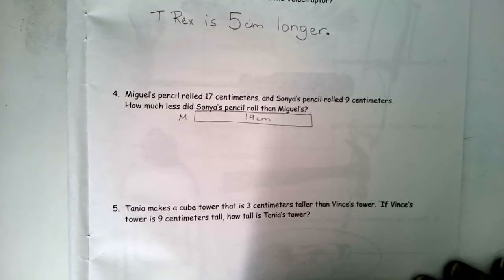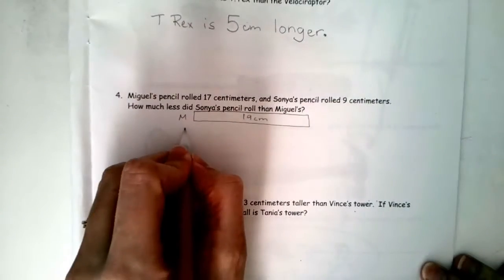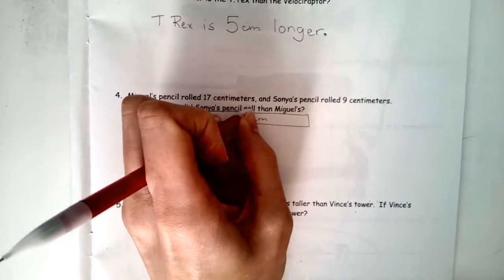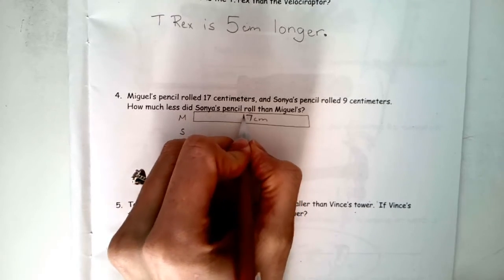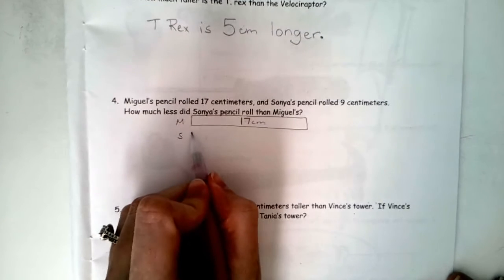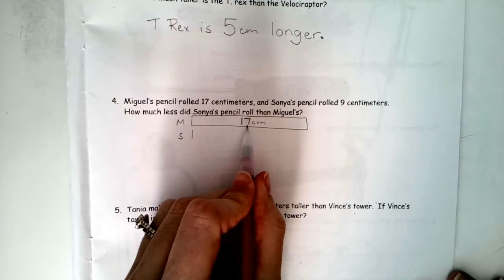Okay. Do you remember how far Sonia's pencil rolled? Put an S for Sonia. Hers, oh, I made a mistake. It's not 19 centimeters. Miguel's rolled 17 centimeters. I hope you caught that. Okay, Sonia's rolled 9 centimeters. Right now, is 9 more or less than 17?